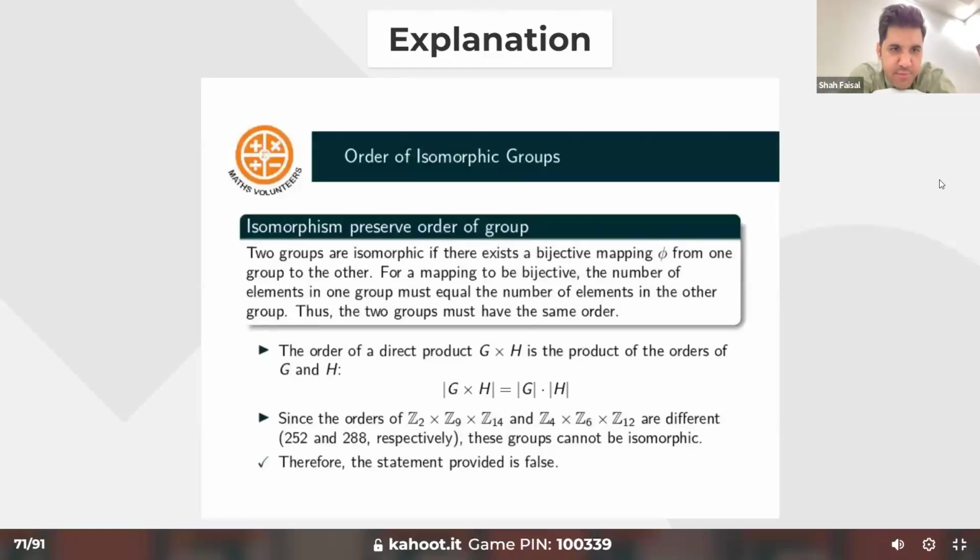So if two groups are isomorphic, then isomorphism is in the first place a bijection. So it means both groups must have the same number of elements if they are finite. So now in this case, you just compute the order of these groups. So it would be 2 times 9 times 14, and then you compute the other, 4 times 6 times 12, and you see that they are different integers. So the orders are different, and therefore there cannot be an isomorphism between the two.